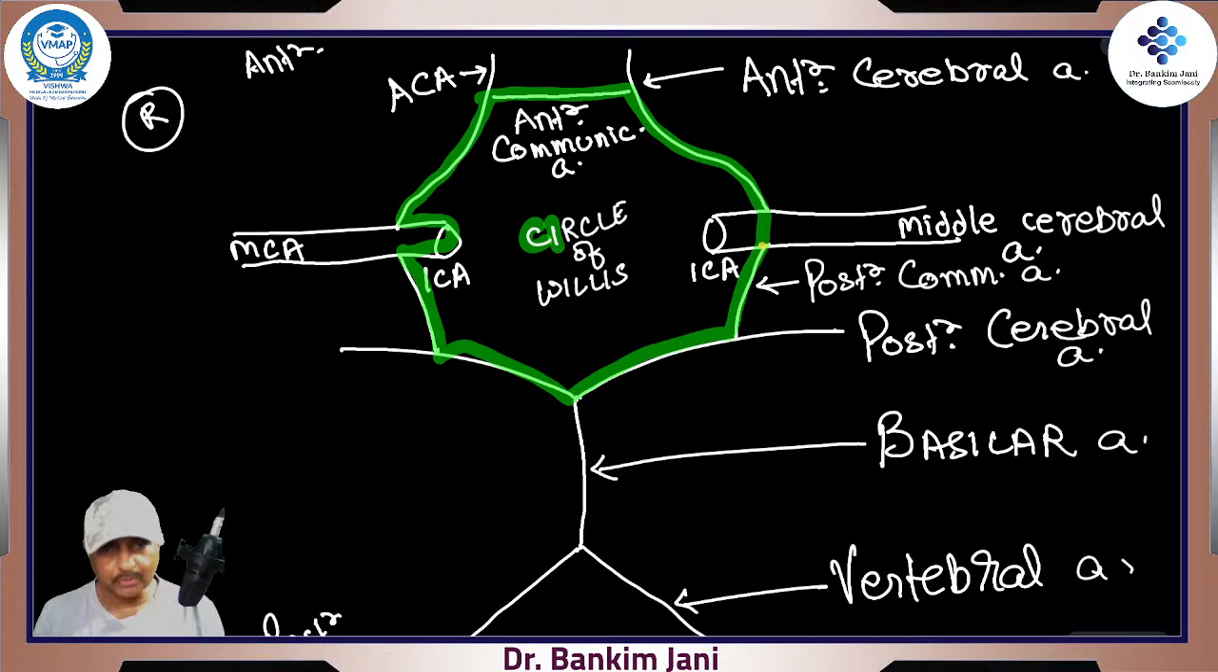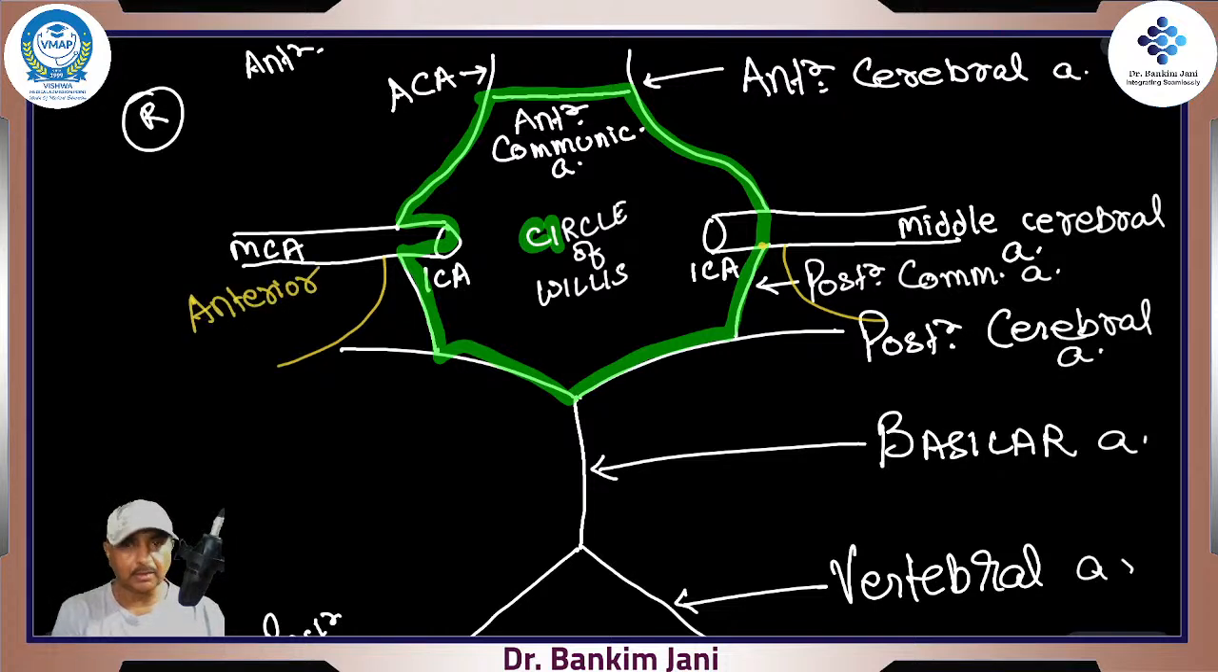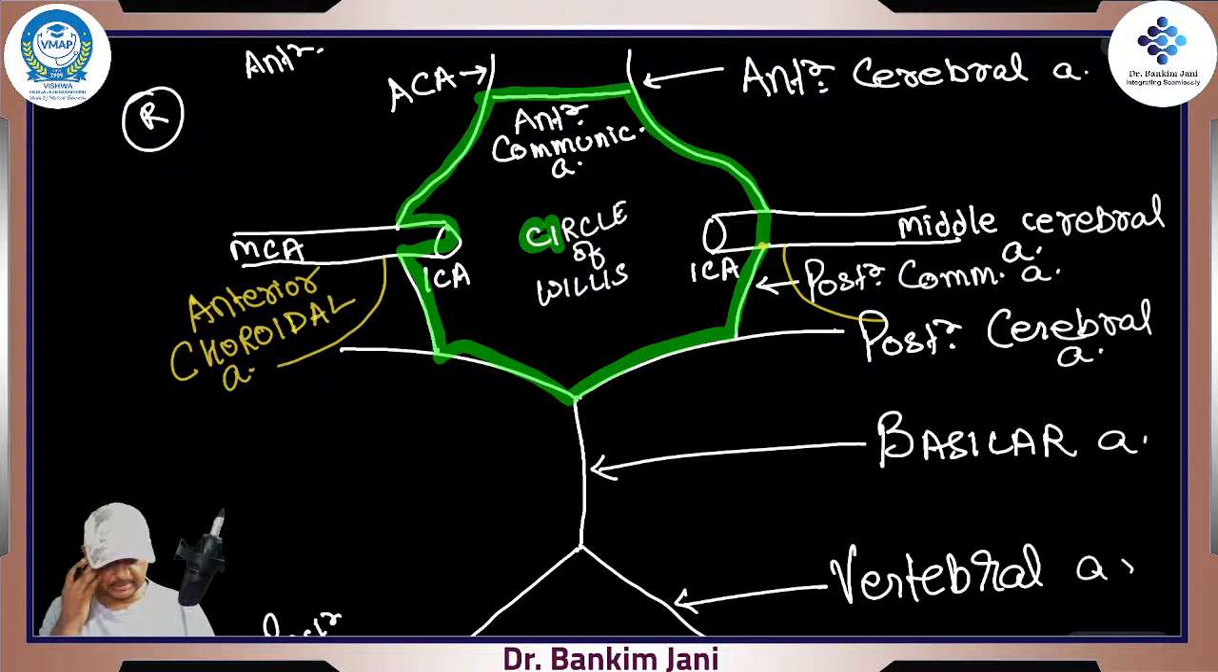There is one more small branch, which will be going like this, right? So that one, which is so important, that is the anterior choroidal artery, right? Anterior choroidal artery.